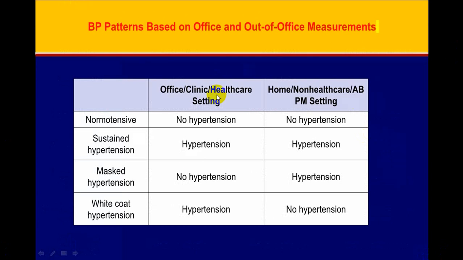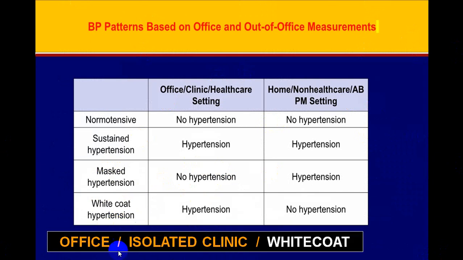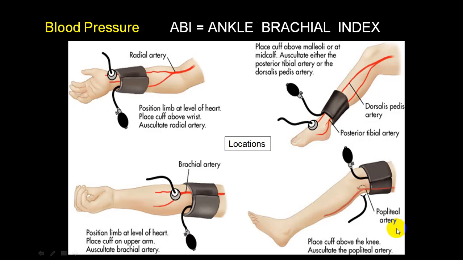And this is how you identify. I've already mentioned how you identify the mask hypertension, how you identify the white coat hypertension. So office, isolated clinic blood pressure monitoring, and white coat hypertension. Office hypertension is also called white coat hypertension or isolated clinic hypertension.